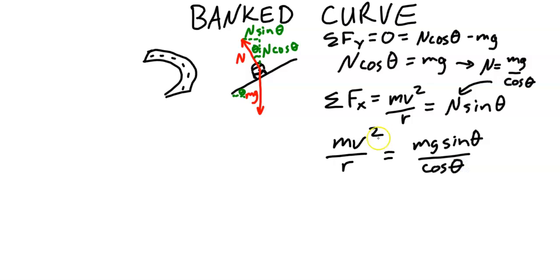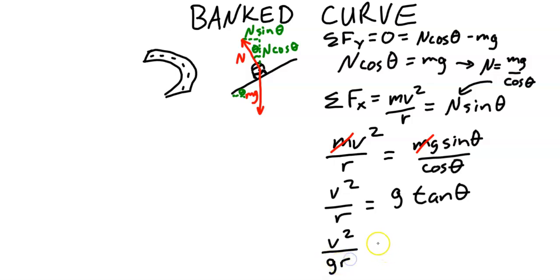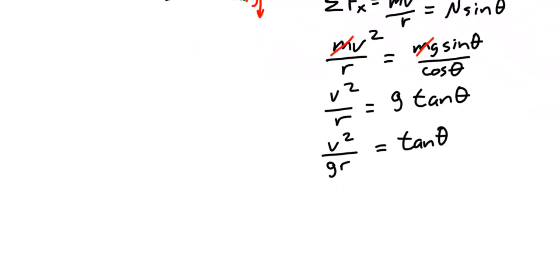Now, some useful things happen here. Masses cancel out. And it shouldn't surprise you that the mass of the car cancels out, because the banked curve would have to work for all cars that use the road. But anyways, sine of theta over cosine of theta is tangent of theta. And then you can move the g over to the other side, so it's v squared over gr equals tangent of theta. And then you can take the inverse tangent to solve for the angle.